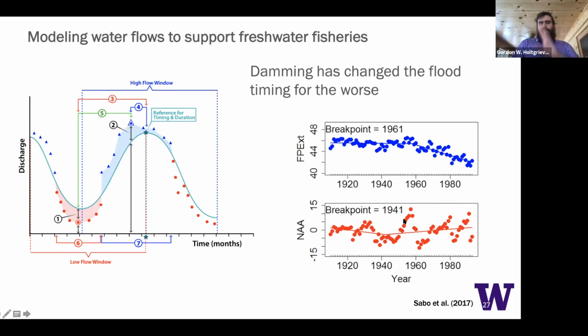This looks like it's going up. It's actually getting shorter. I'll explain it if you really want to know. In any case, they're changing in the wrong direction. These breakpoints here, when they change, are associated with 2 dams that were put into tributaries in Thailand. So it's the dams that are creating this change.